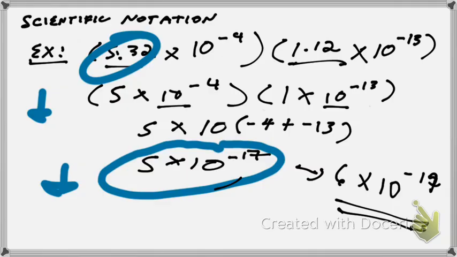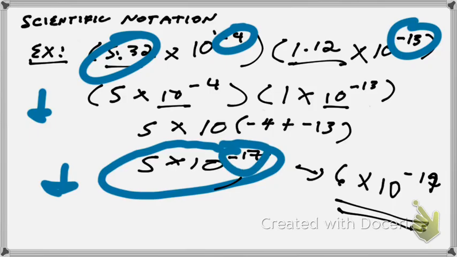For our base, we remember whenever we multiply bases, we have to add the exponents, right? So we added -4 and -13, and we got -17, right? And we kept the bases the same, right? Now what would happen if we had to divide these two answers? So let's go ahead and do that example.